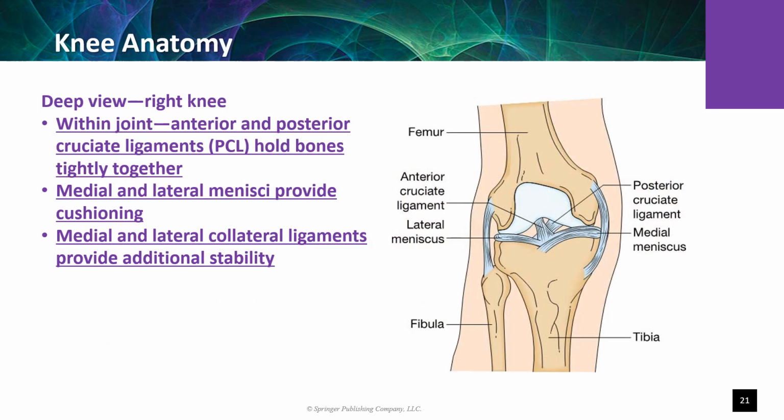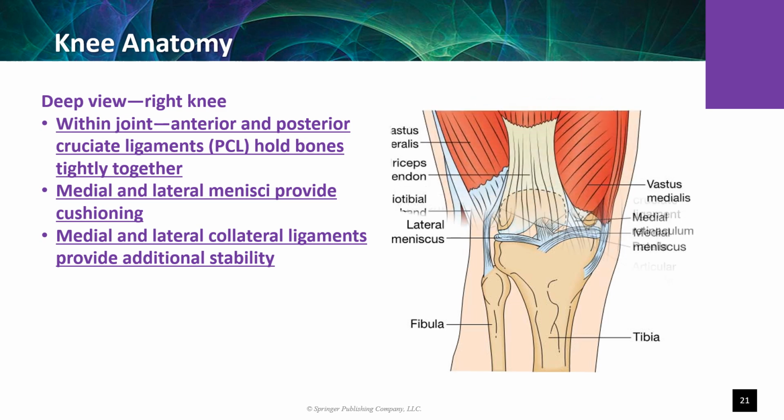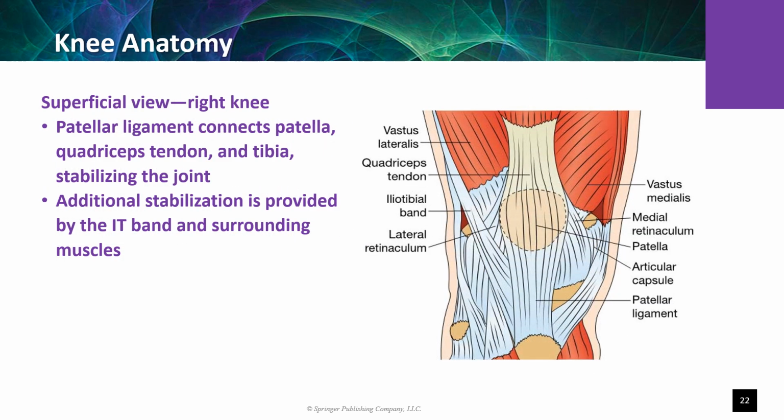The knee is the largest and most complex joint in the body. It is actually a compound joint consisting of articulations between the tibia and femur and the patella and femur. This is called a hinge joint. An illustration of the knee anatomy.